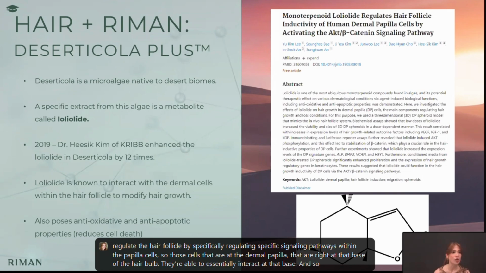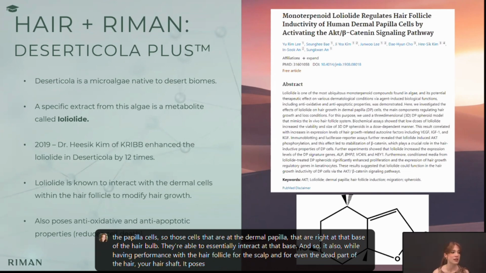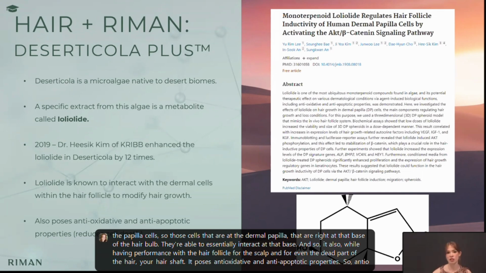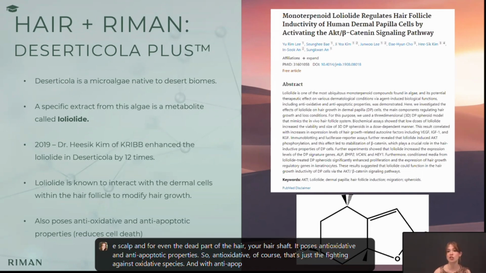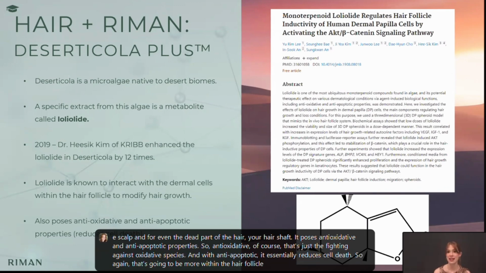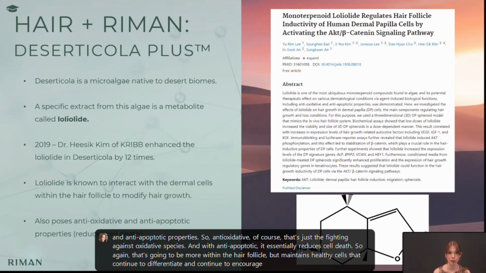And so it also, while performing within the hair follicle for the scalp and even the dead part of the hair, your hair shaft, it possesses antioxidant and anti-apoptotic properties. So antioxidative, of course, is just the fighting against oxidative species. And anti-apoptotic essentially reduces cell death. So again, that's going to be more within the hair follicle, but it maintains healthy cells that continue to differentiate and continue to encourage hair growth.